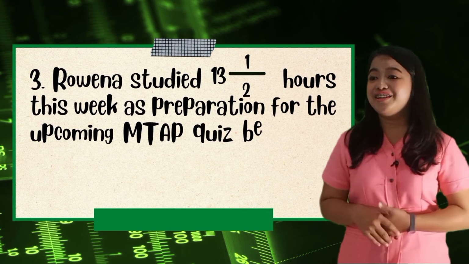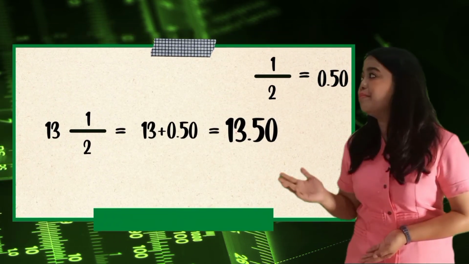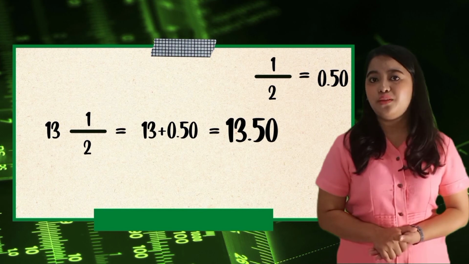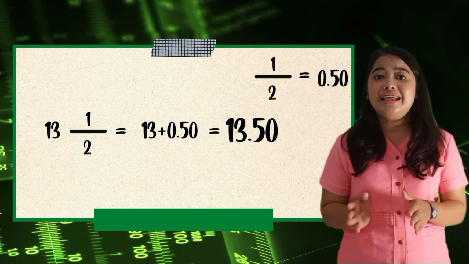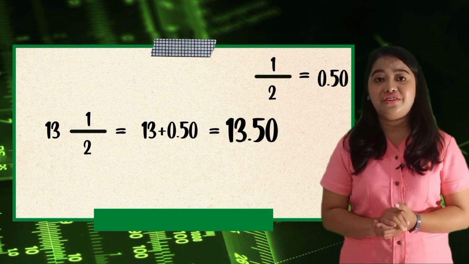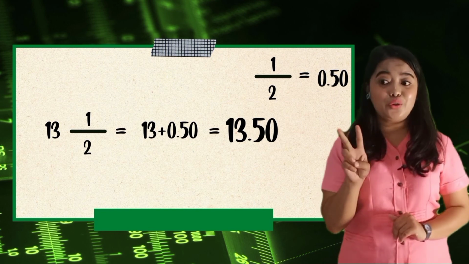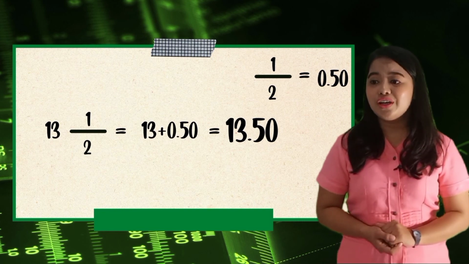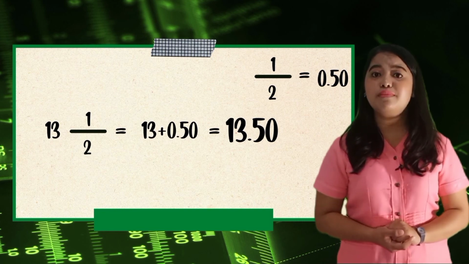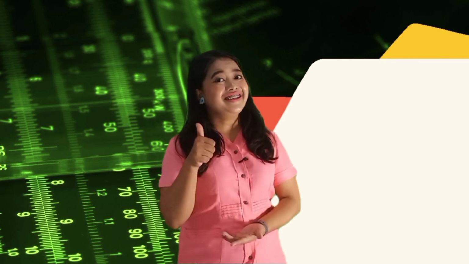Number 3. The number of hours in a week where Rowena studied for the preparation of her upcoming MTOP quiz is 13.5 hours. To convert it in decimal, we need to set aside the whole number 13, then divide the numerator 1 by the denominator 2, which gives us 0.50. So, the number of hours in decimal form is 13.50. I hope that you've got it correctly. Great job!